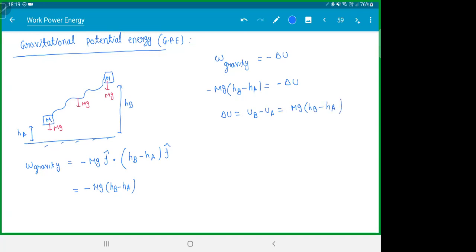So the change in potential energy is mg delta H. Let me write it here: delta U is mg delta H. This can also be written as UB minus UA is mg(HB minus HA).